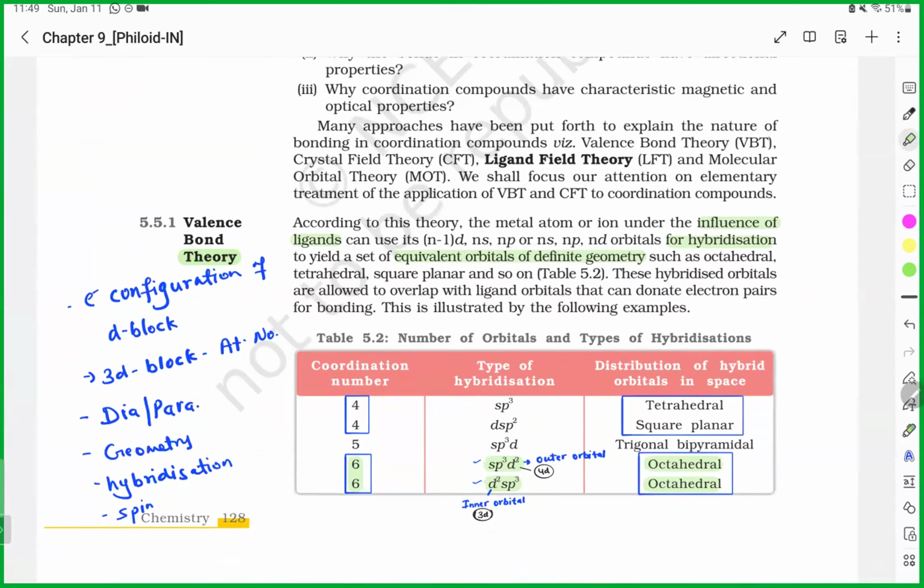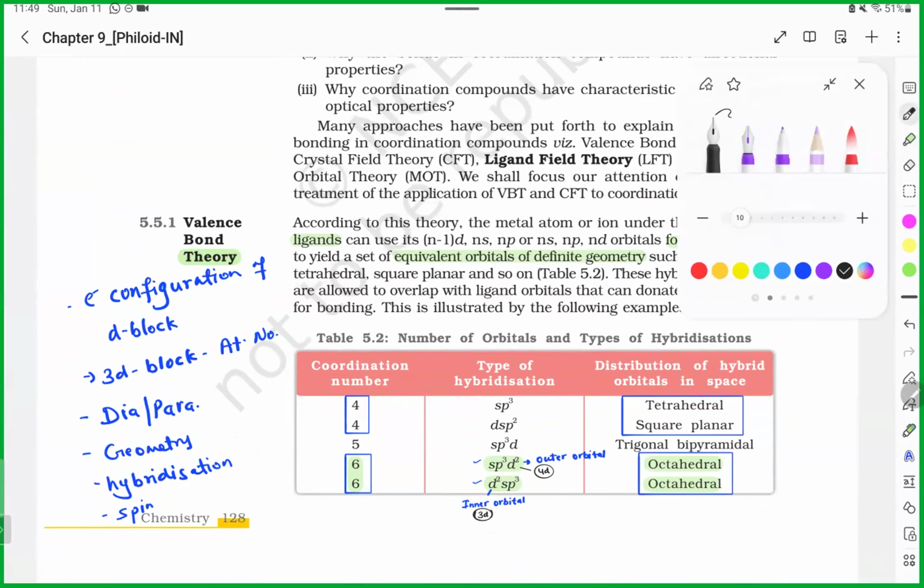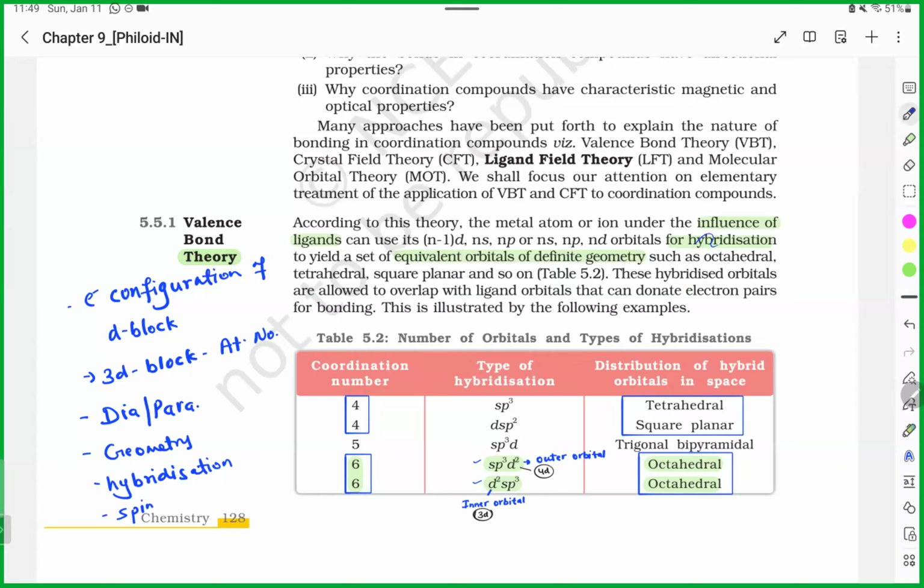The ligand will decide how the metal will react, and based on how the metal reacts, it will decide what the hybridization will be. Because in hybridization, all the orbitals should have equivalent energy. All orbitals should have equal energy, and other than that, it will decide the geometry.